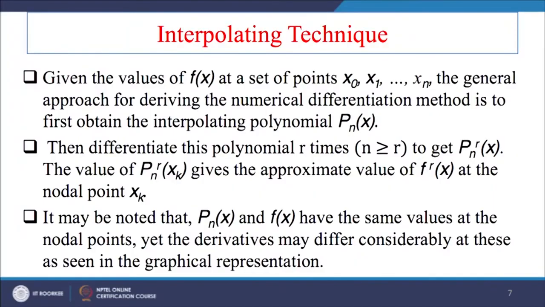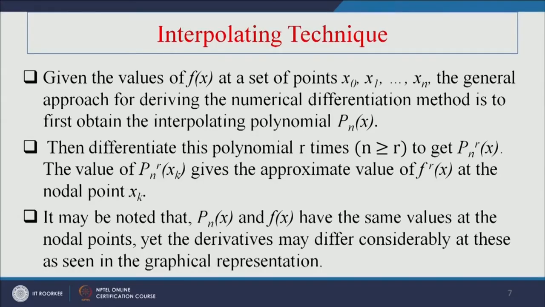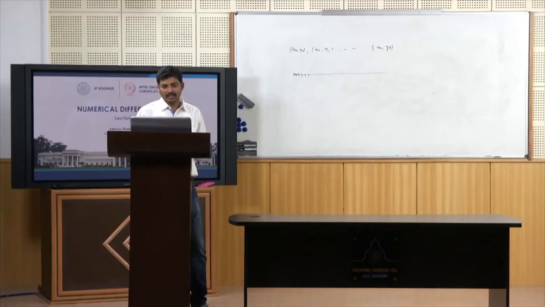Suppose we have a given set of data values of f of x like x0, x1 up to xn. In the general approach, we can derive a numerical differentiation method by first obtaining an interpolating polynomial and then differentiating this polynomial. Suppose we differentiate r times, we can write the result as p n superscript r of x. This means that first we approximate f of x with a polynomial p of x of degree n.